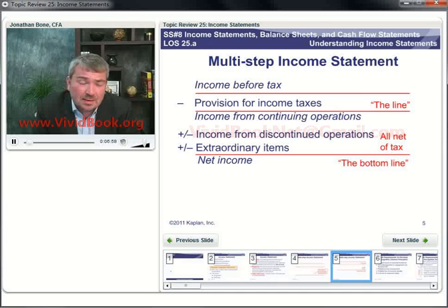Again, just be a little bit aware here. You see extraordinary items under US GAAP, but you will not see them under IFRS. They just don't exist. Again, we're going to define what these are in a little while. And that brings us down to net income, otherwise known as earnings, otherwise known as your bottom line.